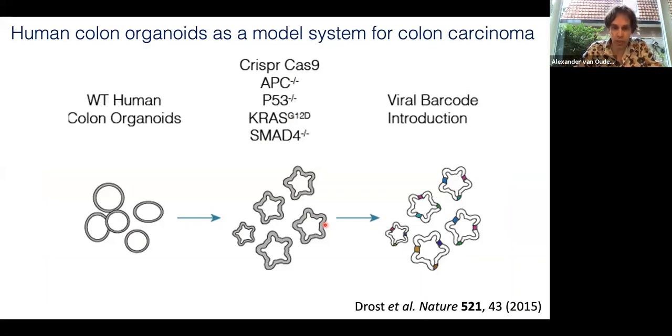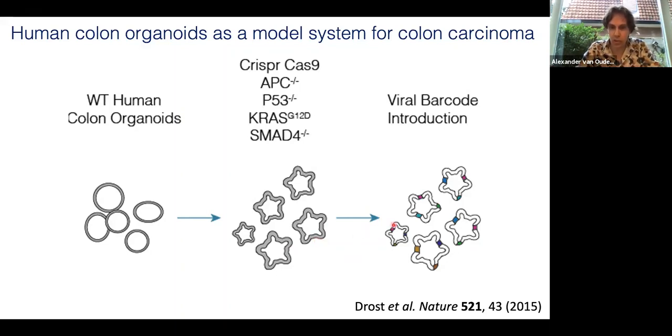body, outside the organism. And what the group of Hans Clevers in our institute did is they took healthy human colon stem cells and grew them into these organoids. And then with CRISPR technology, they introduced the most famous driver mutations into those organoids. So now these organoids turned into invasive cells that can start a tumor in a mouse.